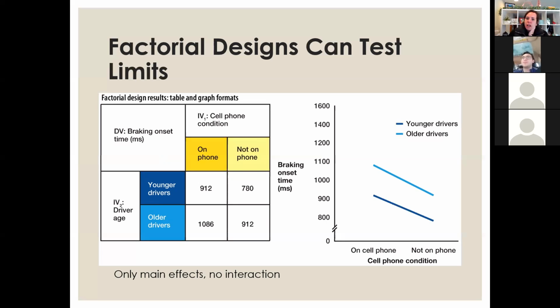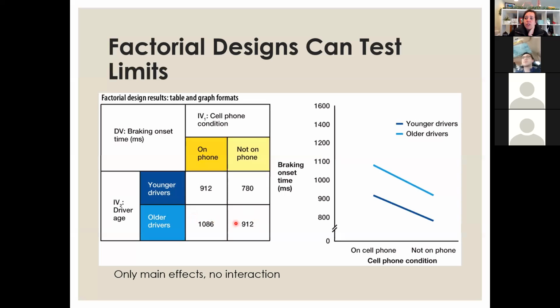Okay, so let's look over here. If they're on the phone, younger drivers' response time was 912 milliseconds and older drivers was 1,086. So which number is bigger? The older drivers. Right, so older drivers were slower than younger drivers when they're on their phones, right? This is not like a mega difference, but it's still a difference. Now let's see what happens if they're not on their phone. Younger drivers are at 780, older drivers are at 912. So are we seeing more of a significant difference when the phone is not an interrupting variable in there?